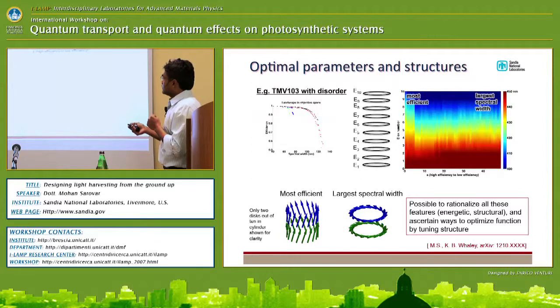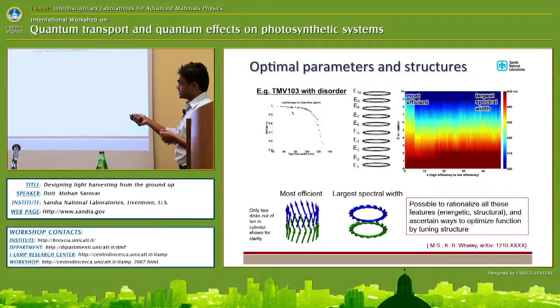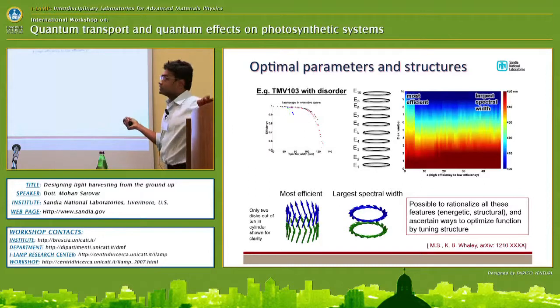And so what you naturally see is that there's an energy funnel, first of all. An energy funnel naturally comes out of this optimization. You want the low energy pigments at the bottom because that's where you have the charge separation event. You want the high energy pigments at the top.